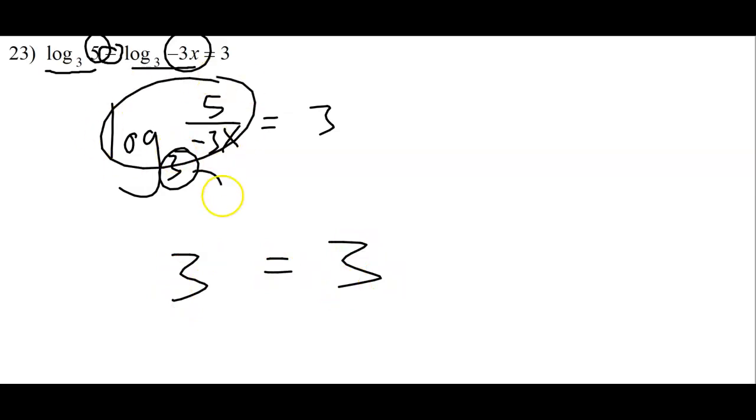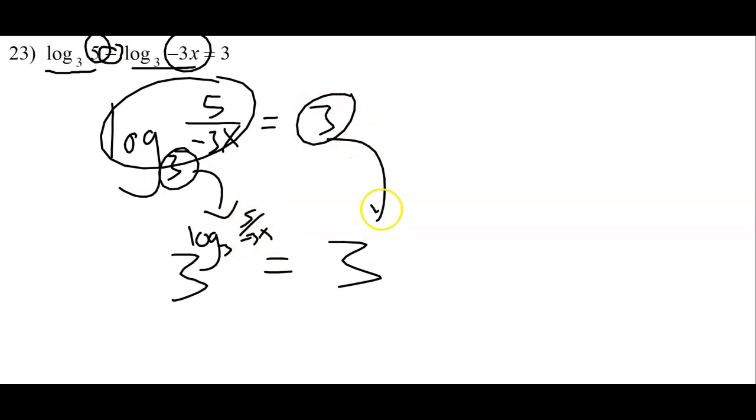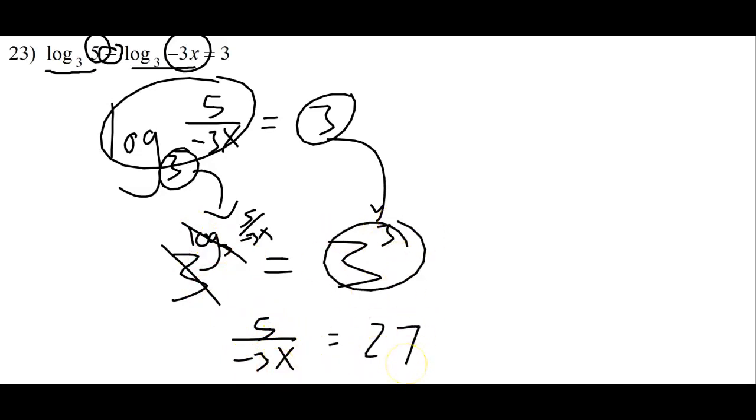So this whole thing becomes a power here. And this becomes a power here. These cancel each other out, leaving me with 5 over negative 3x. And this is 27. Now when you have these kinds of fraction problems, what you're going to want to do is multiply both sides by the denominator first. So I'm going to multiply by negative 3x.